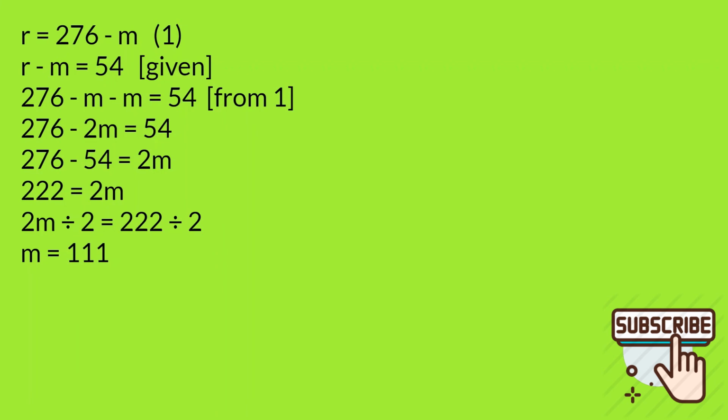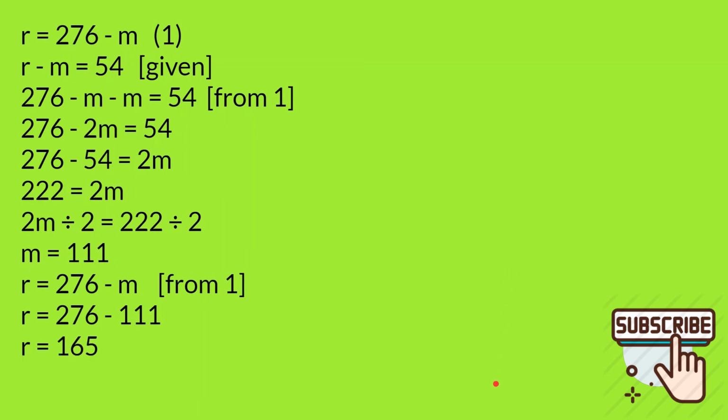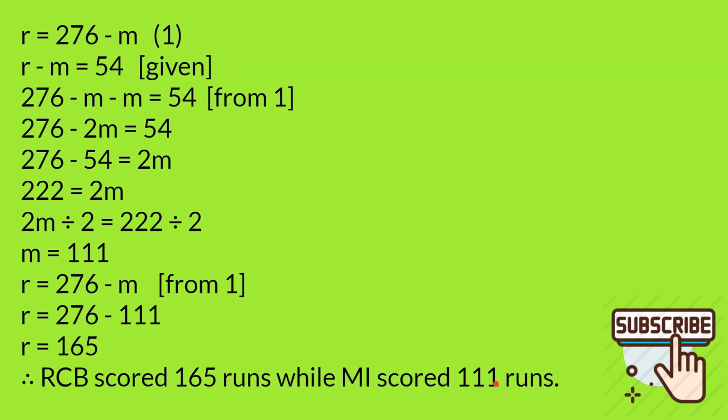In the previous examples, for finding the second variable, I've always used either of the starter equations, but we can use the derived equations too. Since it is easy to use it here, we'll use that one. So R is equal to 276 minus M, but M is 111, that we know from here. So R is equal to 276 minus 111, so that is 165. So RCB scored 165 runs while MI scored 111 runs, and that's it.